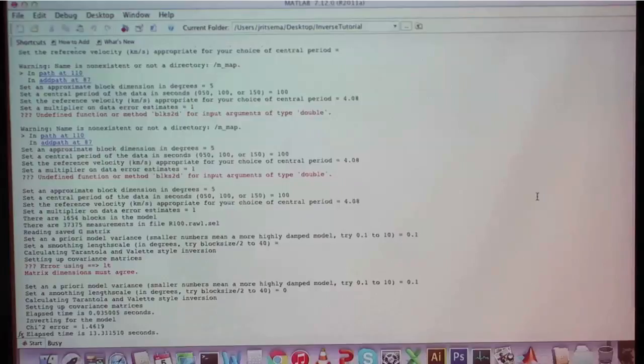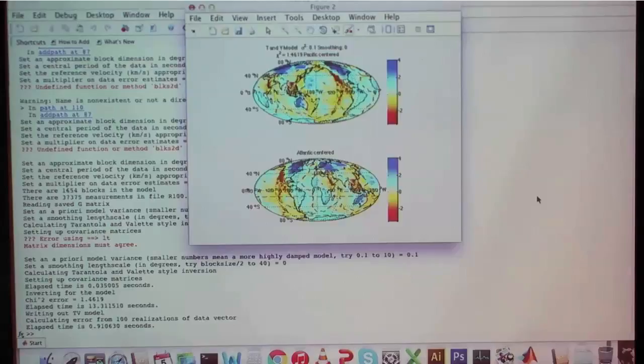Okay, so there you go. So there's my model. We made a tomographic map of wave speeds of 100 second period Rayleigh waves propagating along the Earth's surface. And we made that by imposing constraints.